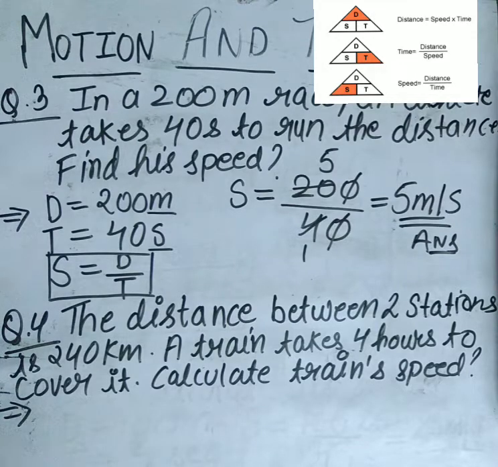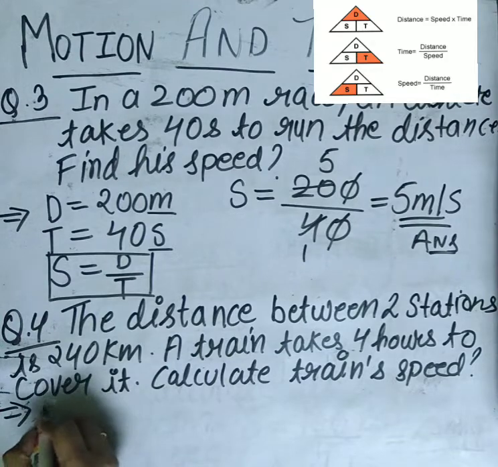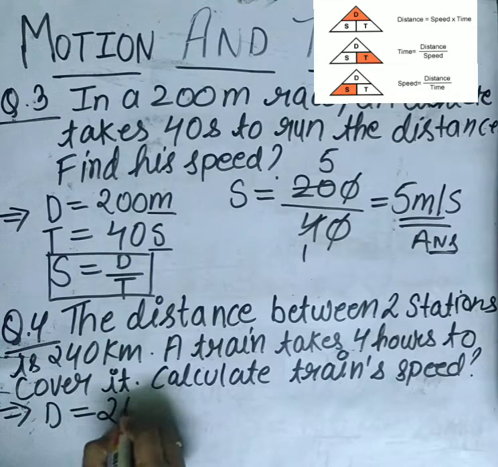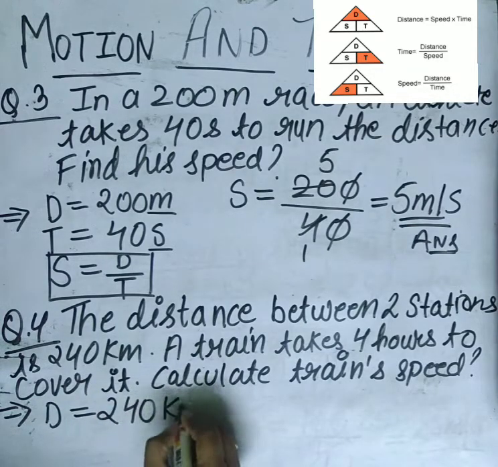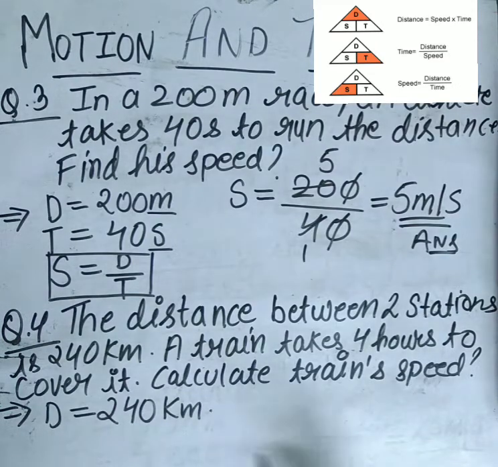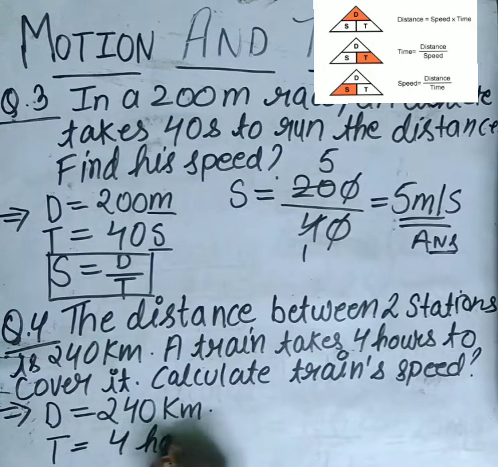The distance between two stations is 240 kilometers. दो stations के बीच का distance हमारा 240 है. So we will just first of all write down this. Now here it's kilometers. Okay. The time which is taken by the train to cover that whole distance between the two stations is of 4 hours. So time is here 4 hours.